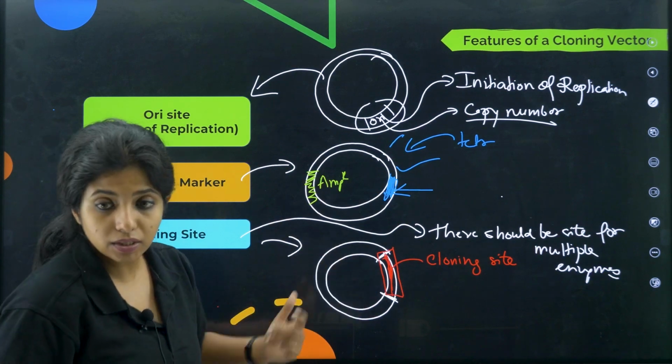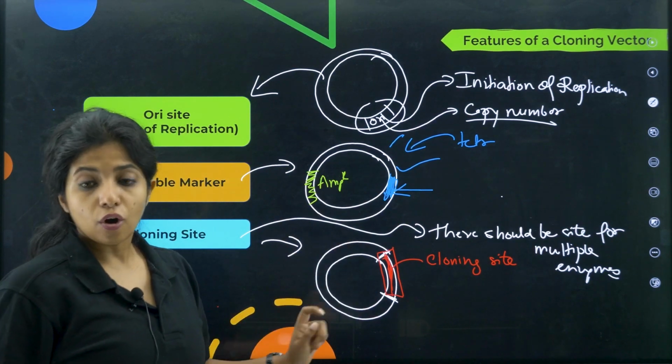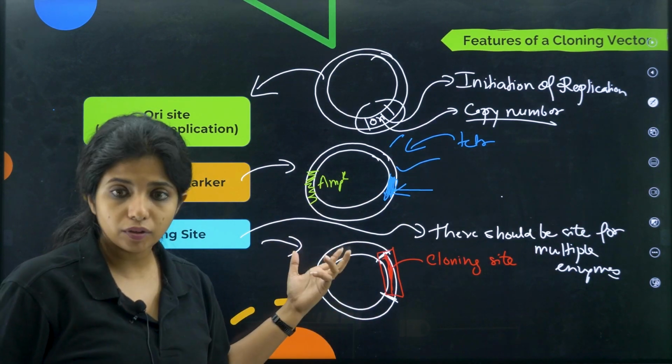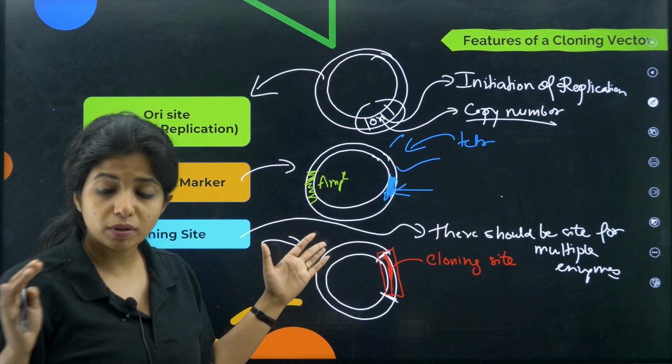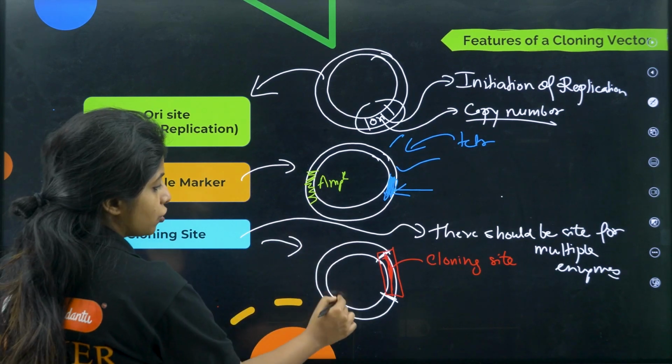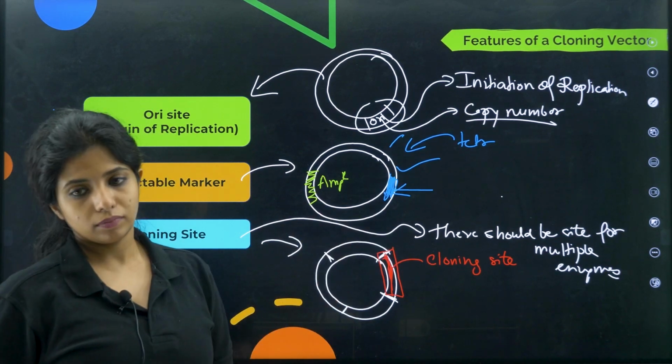For example, EcoR1 is an enzyme, so the vector should have a site for that, or for some other enzyme like BamH1. Whatever enzyme we have, it should be able to cut with the help of that site, so the number of sites should be like that.